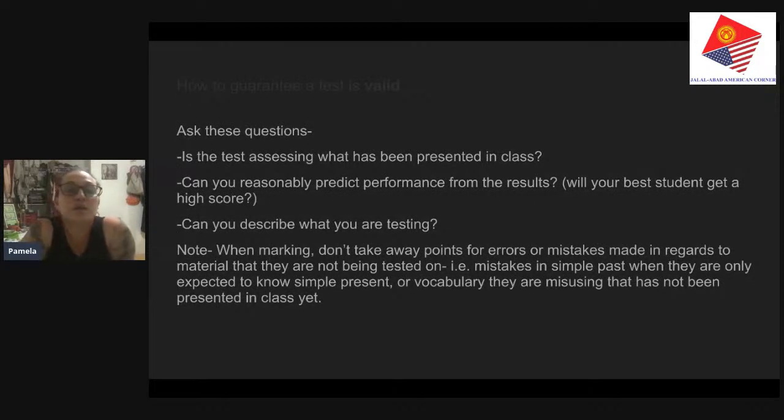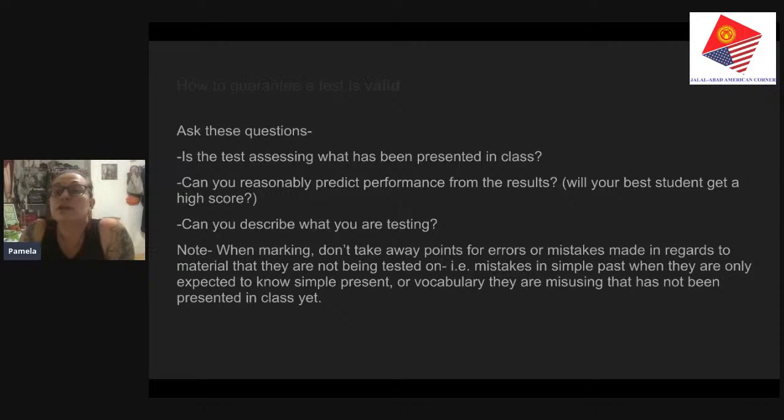So, validity, how to guarantee a test is valid. Ask the question, is the test assessing what has been presented in class? So if you look at the test and then you realize, oh, we didn't cover this, we didn't cover this, we didn't cover this, then maybe the test is not so valid, or maybe it's not really important. As I mentioned, it's more recall of information that was given rather than how to use the language, how to use the grammar, how to use the vocabulary.